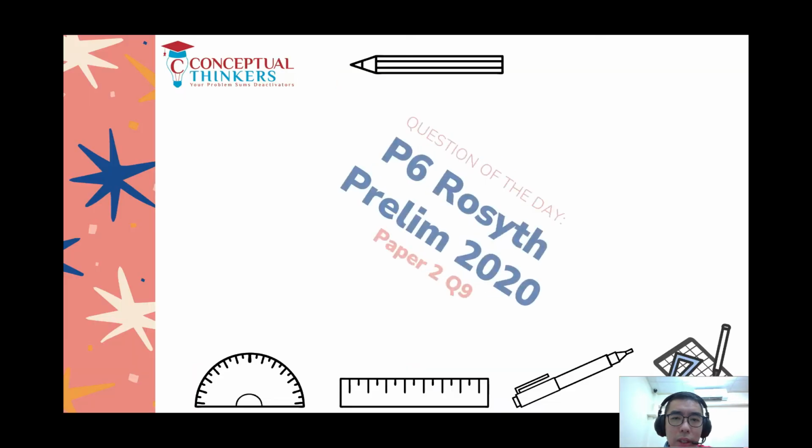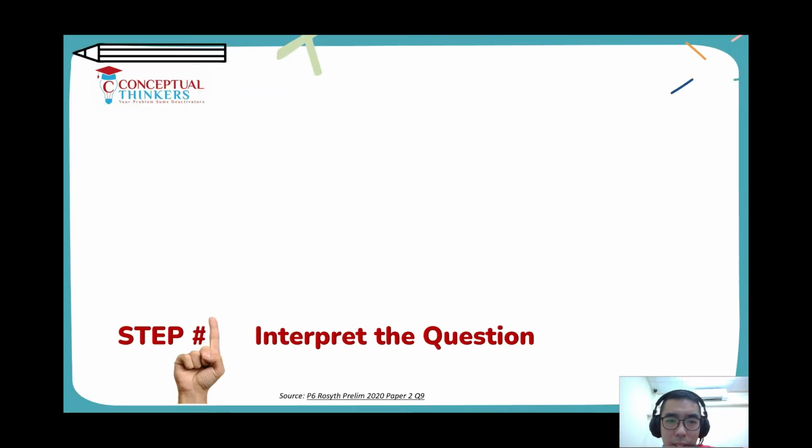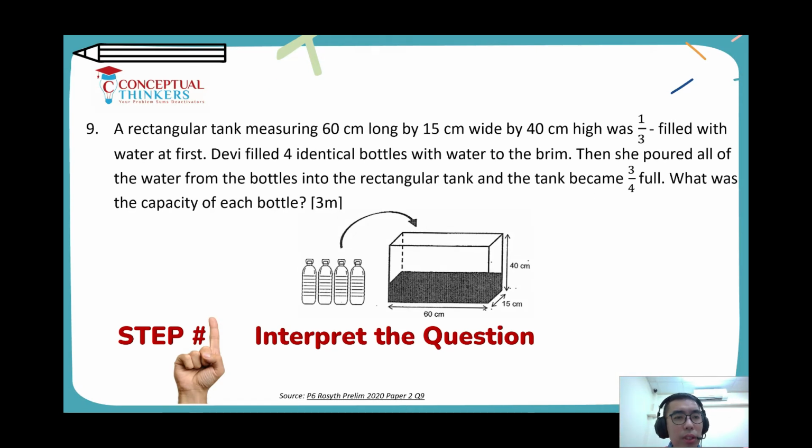And today we will be covering P6 Rosyth Prelim 2020 Paper 2 Question 9. So let's start. The first thing that we need to do is to interpret the question. So let's look at the question now.